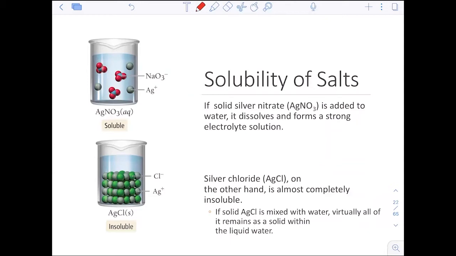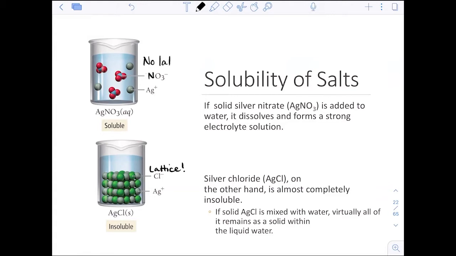If silver nitrate is added to water, it dissolves and forms a strong electrolyte. Look at that, our particulate diagram. What we see is that, it should just be N, typo in the book. What we see is that there's a nitrate ion and silver ions all over the place. The silver chloride is insoluble, and so we still see the lattice at work.